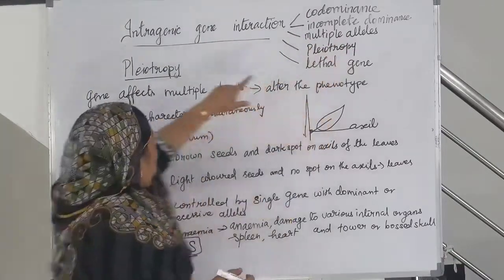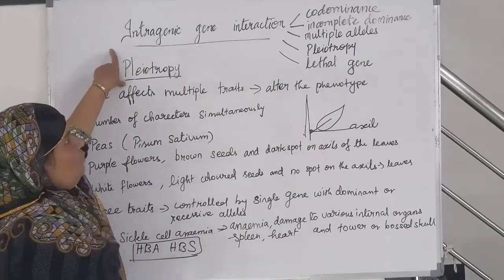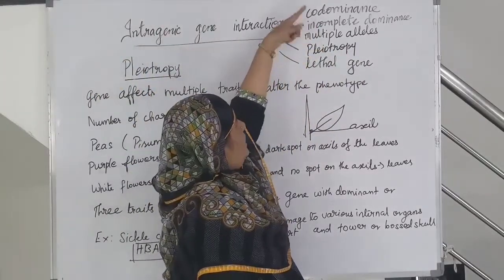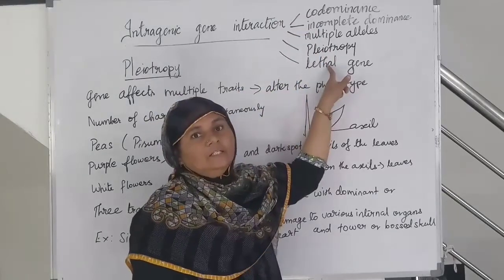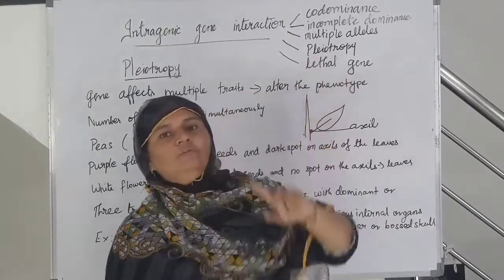So far we have seen codominance, incomplete dominance, multiple alleles, pleiotropy and lethal genes. It will be very helpful for your preparation.